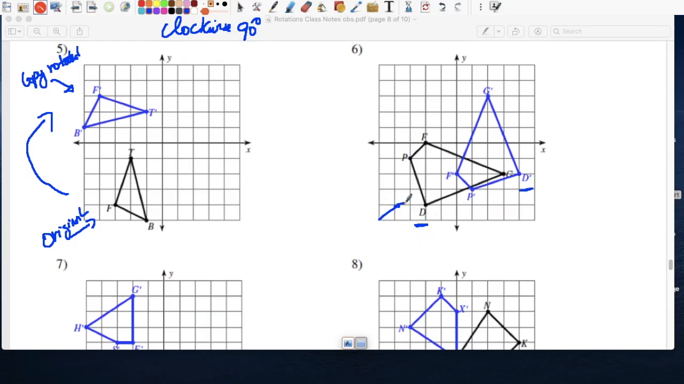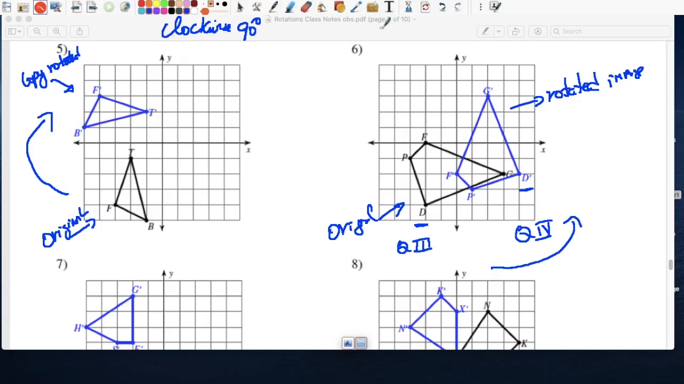So we know this is the original, and this is the rotated image. Don't worry, pick just a point and focus on that one, because everybody else will follow the same rotation. So where is point D? Point D is in quadrant 3 right now. And where does it go? It goes from quadrant 3 to quadrant 4. So point D moved over one quadrant. Which direction? This direction. So first of all, it's counterclockwise.